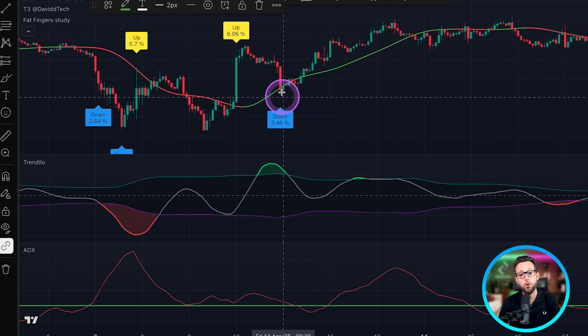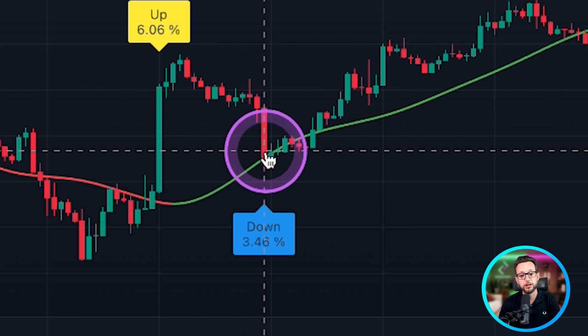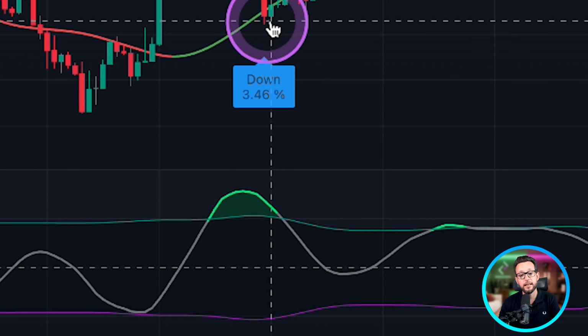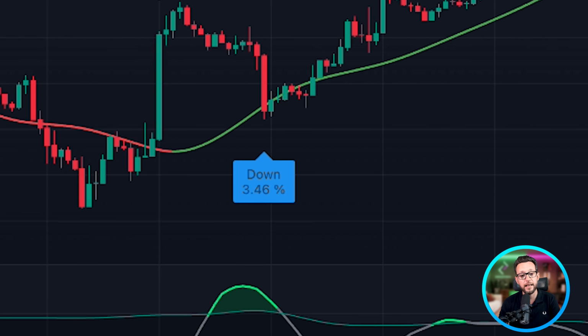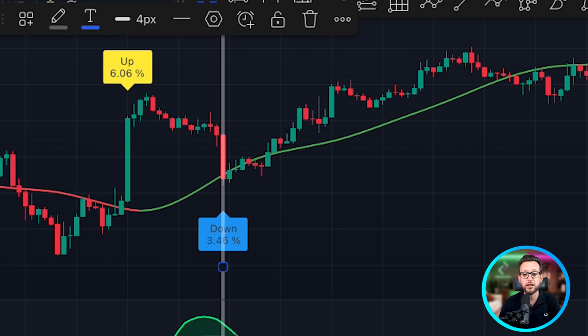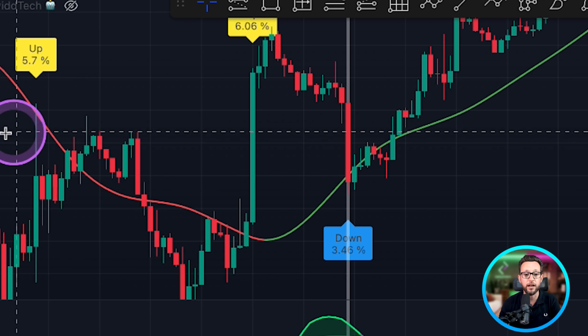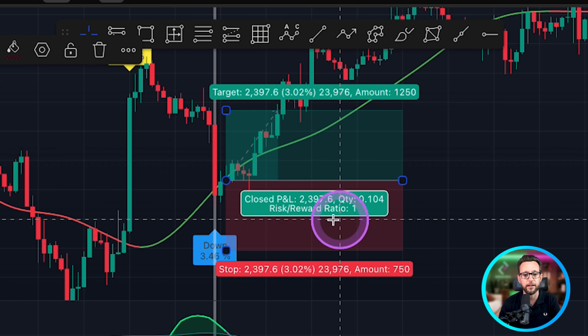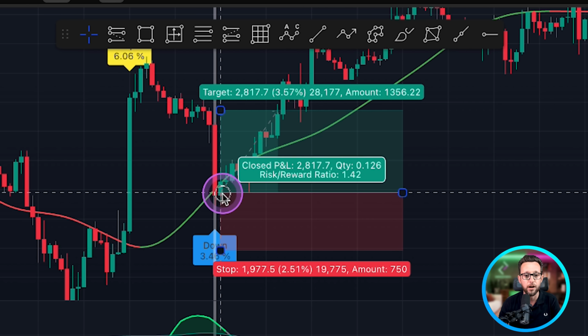So it made a pull back to our line just here. The Trendhoo is in the green, the T3 is still green, and the ADX is above our 20 level. So we can go here, and as you can see, we actually have our entry just here. So we're going to set a long position just like this on the following candle.